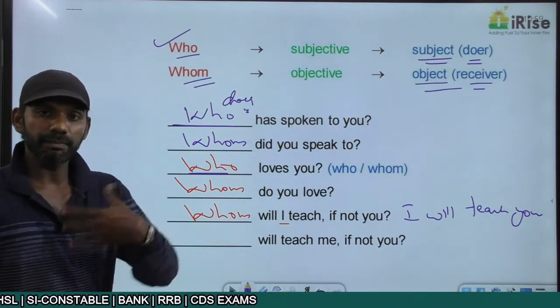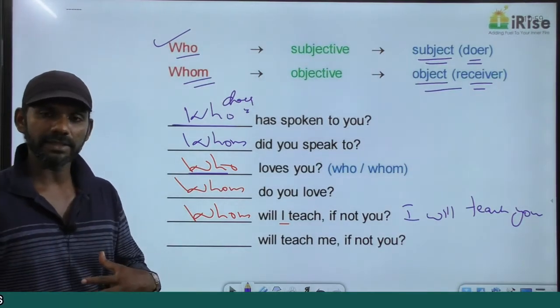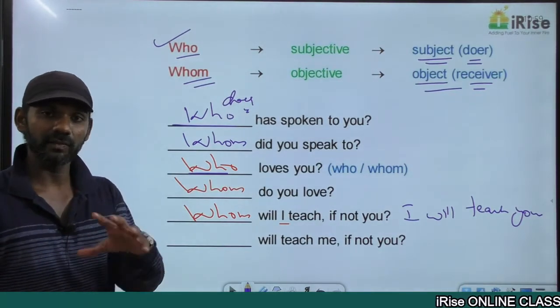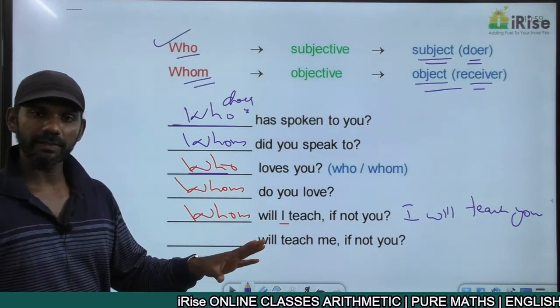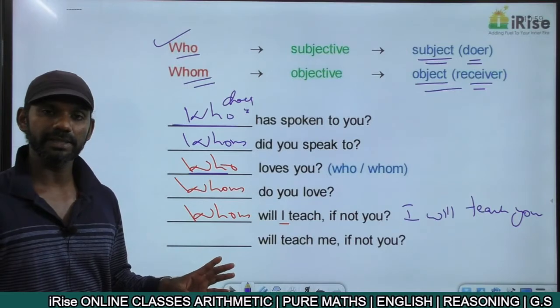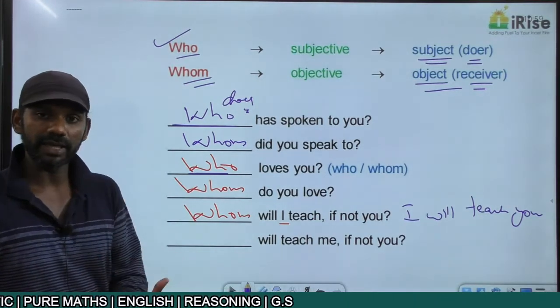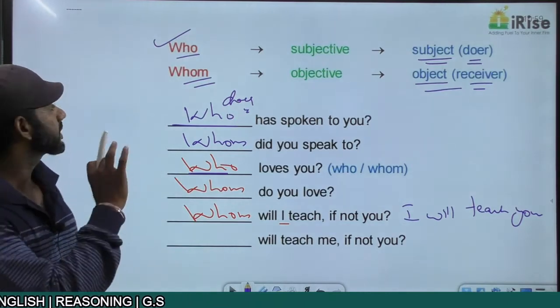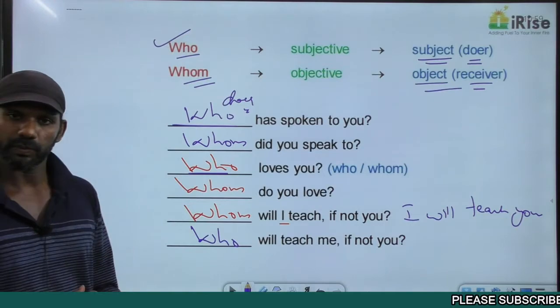Dash will teach me if not you. Dash will teach me means I am going to receive the action because someone is going to teach me. So I am going to receive the action. Dash will teach me means this blank stands for the person that is going to teach me. So this blank stands for the person that is going to do the action. Doer means subject. Subject means it must be who. So who will teach me if not you?